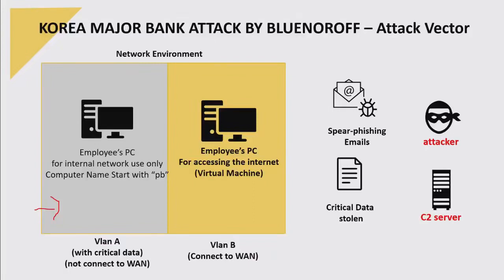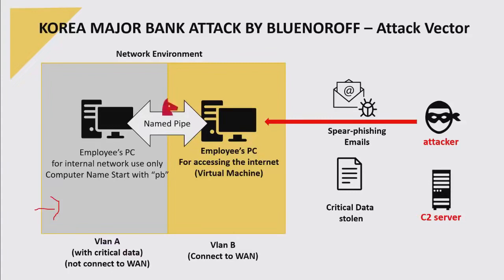So when the attacker attacked the bank, they sent a spear phishing email with the malware attached. Then when the employee opened the email and got infected, the malware activated the hidden file sharing function in the VLAN B host, and then spread the malware into VLAN A, searched for the host with critical data, and then stole it to VLAN B. From VLAN B, they sent the critical data back to the C2 server.